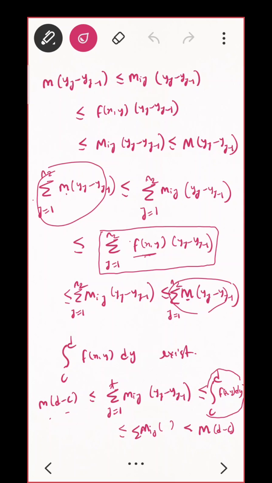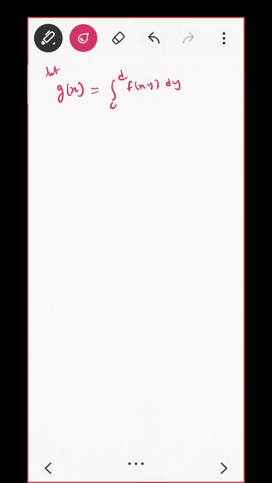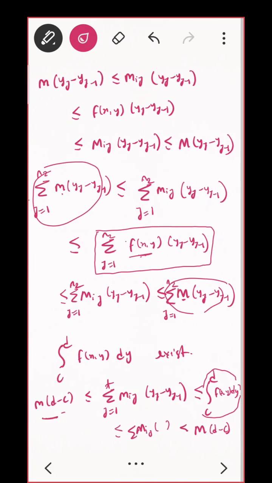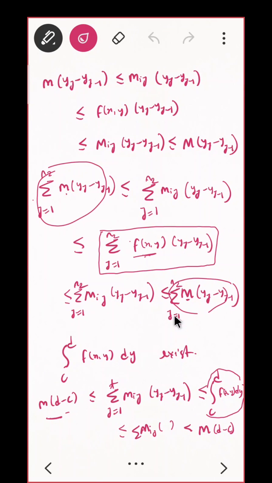Can you see that? This is your g of x. It is bounded below by m into d minus c, and it is bounded above by capital M into d minus c. So this g of x is bounded. Now let me do it for the U part, then we will go for L. So let me consider this part only, the right hand side part. Later on we will do this.